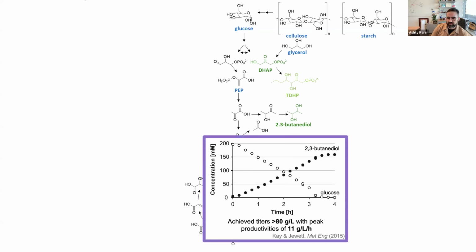And early on, from Mike Jewett's group, they showed that you could make 2,3-butanediol from glucose, and you could achieve titers of greater than 80 grams per liter with peak productivities of 11 grams per liter per hour. And while cells have been shown to make more of that, that productivity is much higher than you could achieve in a cell.